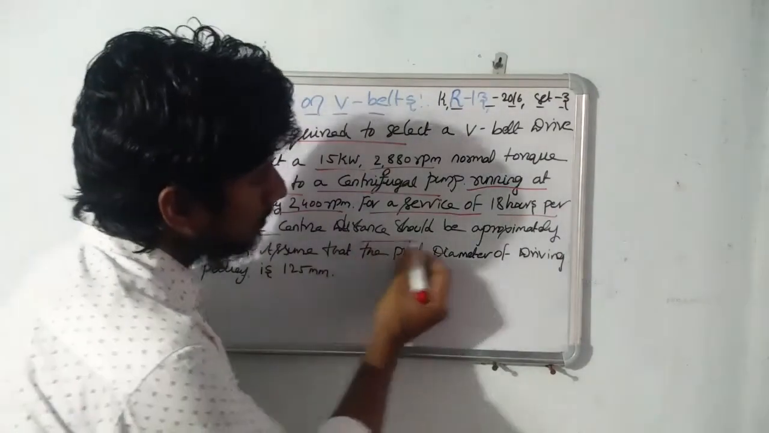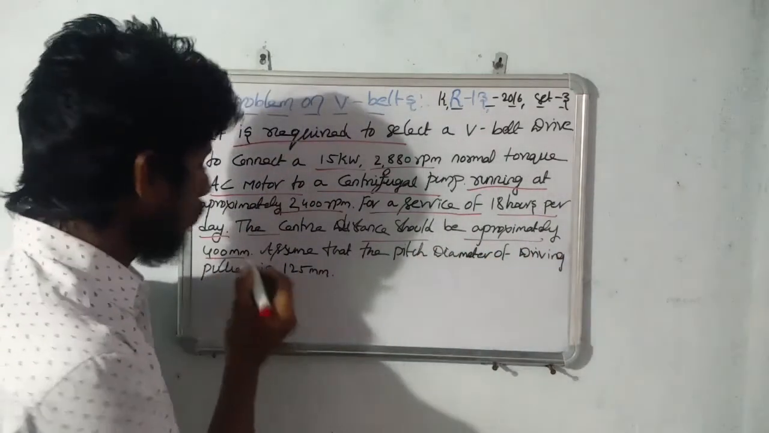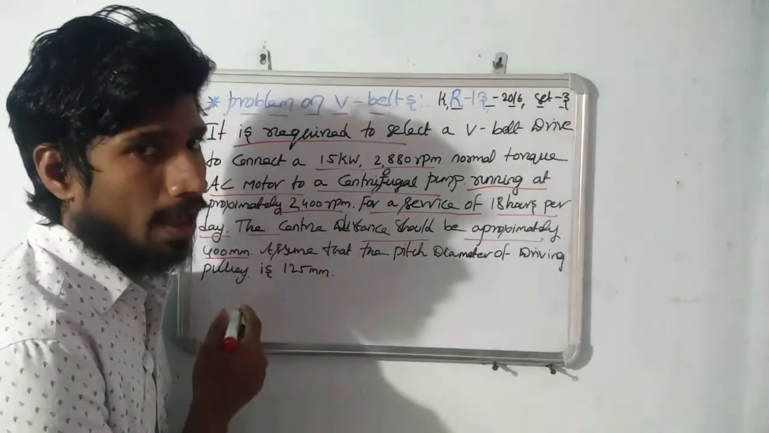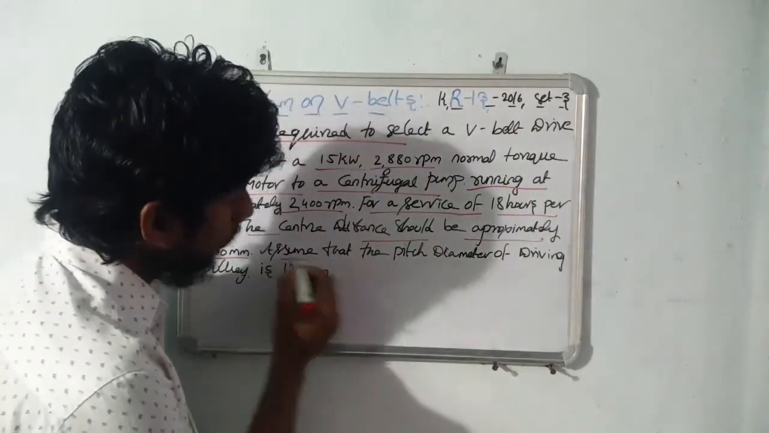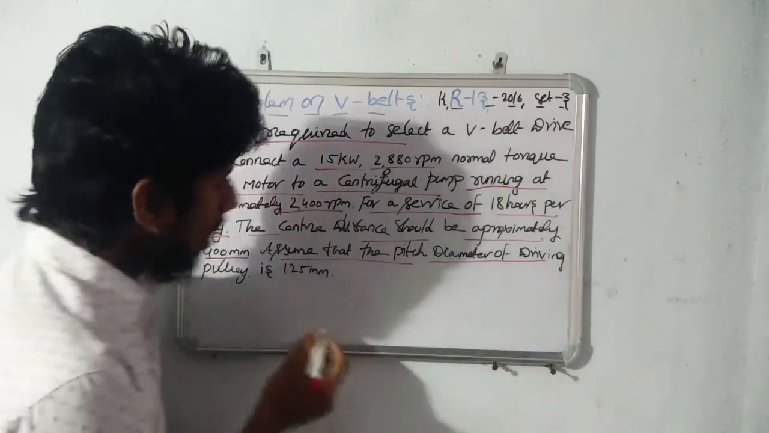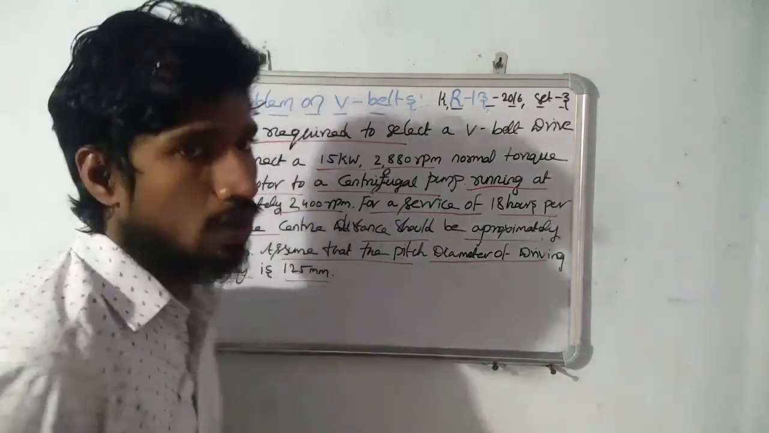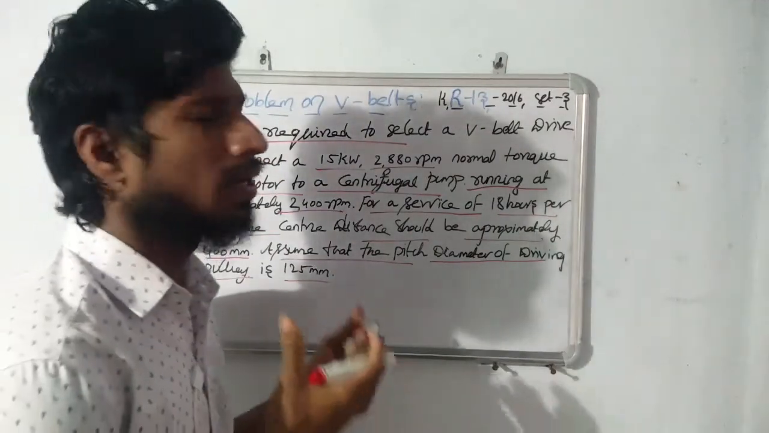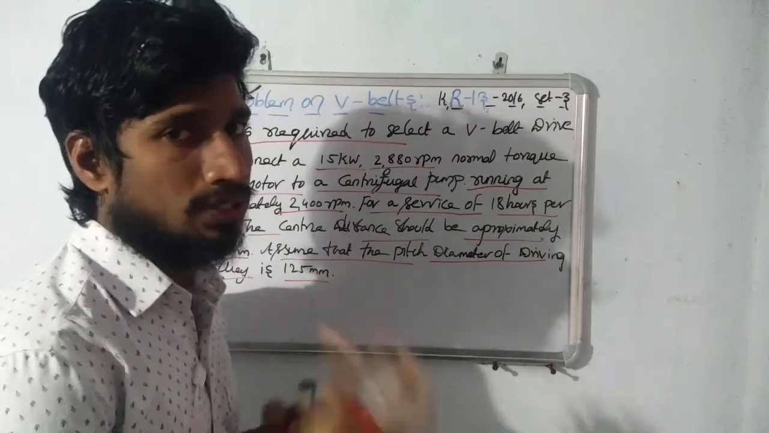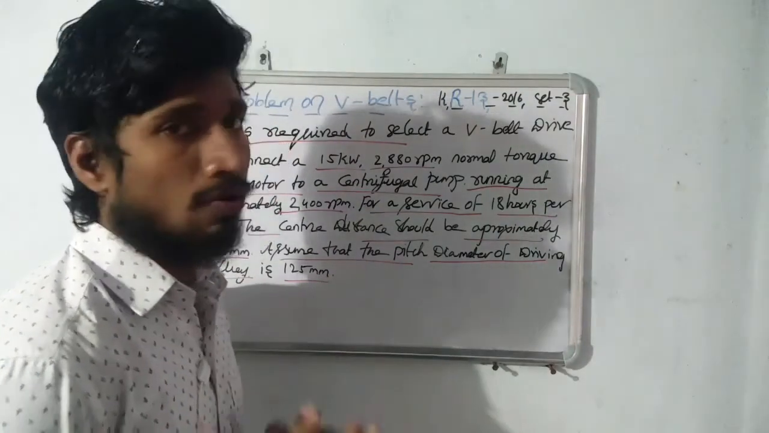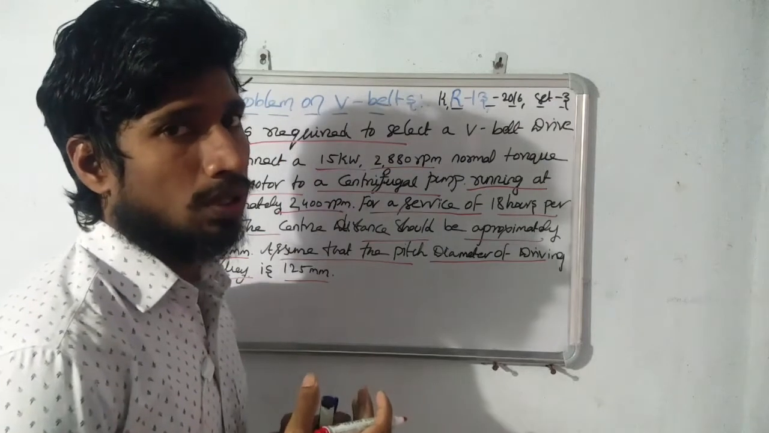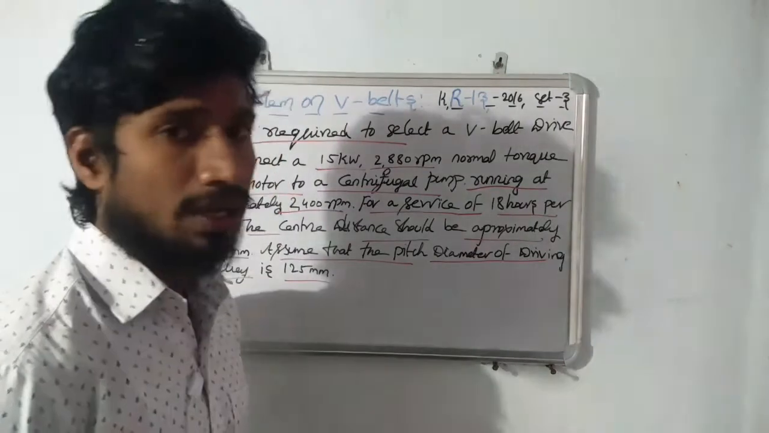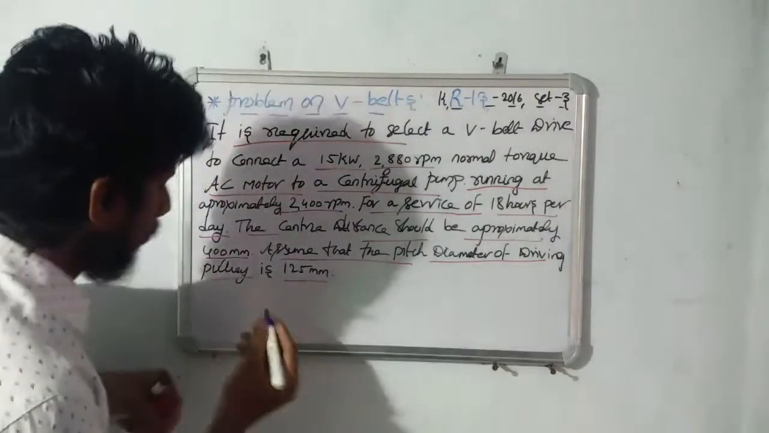The center distance should be approximately 400 mm. That means the center distance between the two pulleys is 400 mm here. Assume that the pitch diameter of the driving pulley is 125 mm. So this is about the problem. Based on the provided data, we are going to select a suitable V-belt drive to connect the AC motor to the centrifugal pump. So first of all, write down the given data, what is provided in the problem.